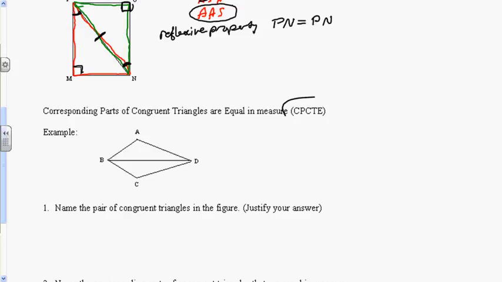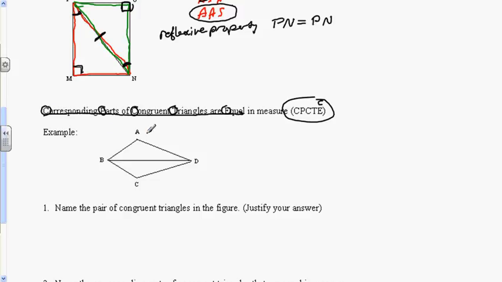Now this is a big one. Corresponding parts of congruent triangles are equal, or corresponding parts of congruent triangles are congruent. You could put a C there also if you wanted to. Corresponding parts of congruent triangles are equal in measure. CPCTC. I will tend to say CPCTC by habit.